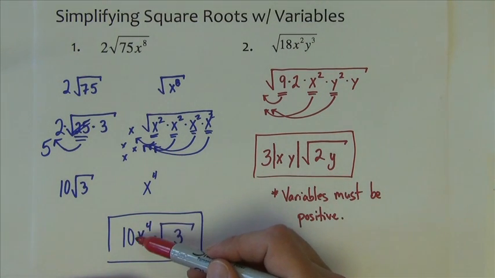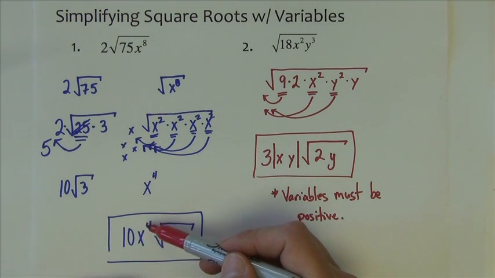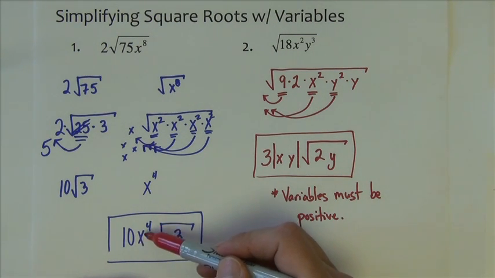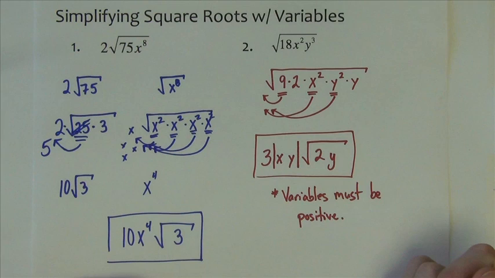Notice over here I did not use absolute value bars, and the reason why I didn't use them is because x to the fourth, or any number to the fourth power, is always going to result positive. So absolute value bars are not necessary in that case.